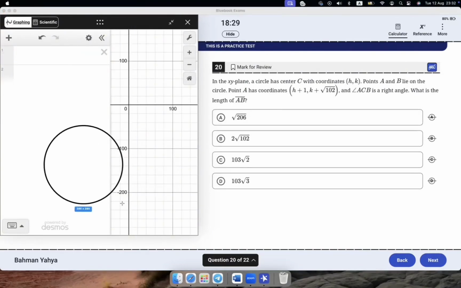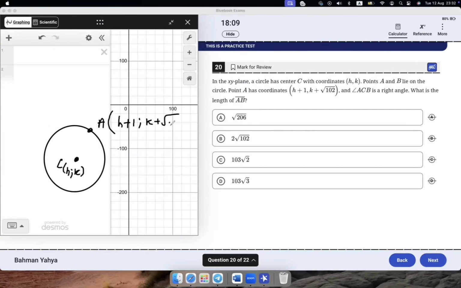We have a circle. Center is H and K. ACD is a right angle. ACD, okay, this is a right angle. What is the length of AB? Okay, guys, they ask for the length of AB. What I will do here, because this is radius and radius, do you know what special triangle it was? 45-45-90 isosceles right triangle. It was x square root of 2. So I need to find this distance between 2 points with the distance formula.